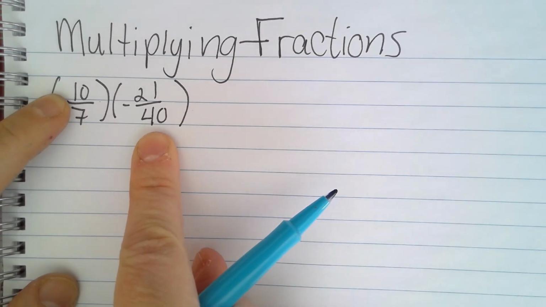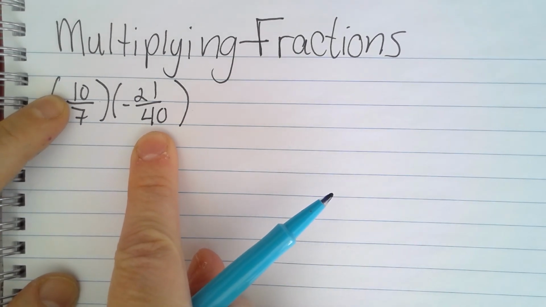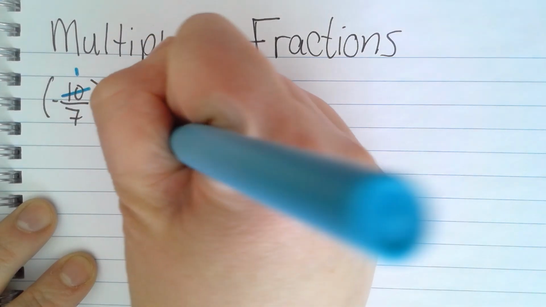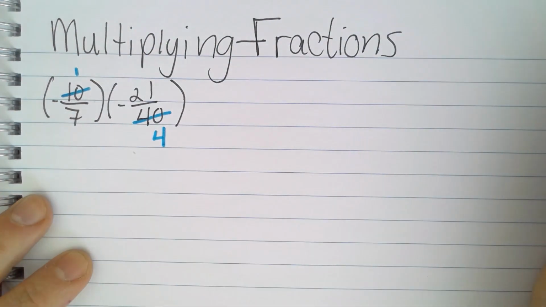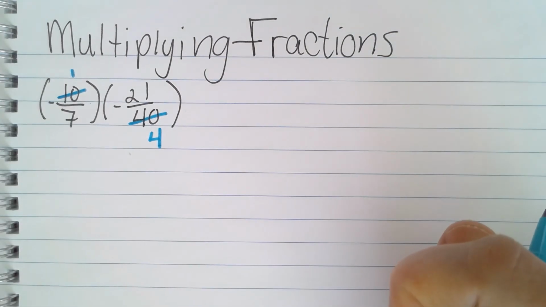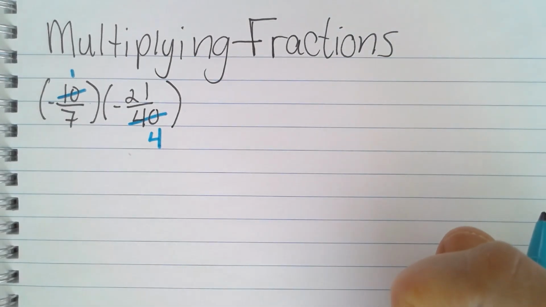Are there any common factors here? Yeah, we have a 10. 10 divided by itself, that is going to give me a 1. And 40 divided by 10, that is going to give me a 4. Sometimes when you look at the two that are the opposites, there may not be a factor, and that's fine. You can just leave those as is. In this case, it works though.